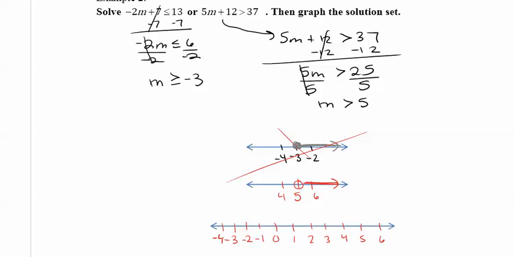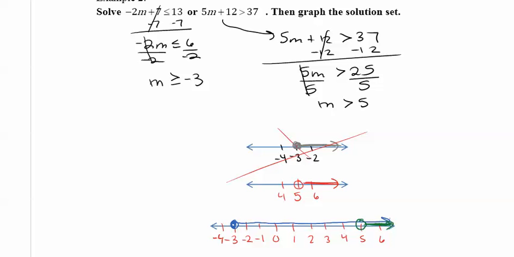I'm going to graph the first inequality in blue, and so it's m is greater than or equal to negative 3. Negative 3 is here, and negative 3 is included in my solution just like it was before, and we know the numbers get greater, so it points to the right. Then I'm going to graph 5 in a different color. 5 is not included in the solutions for this inequality, but it also points to the right because it's greater than.